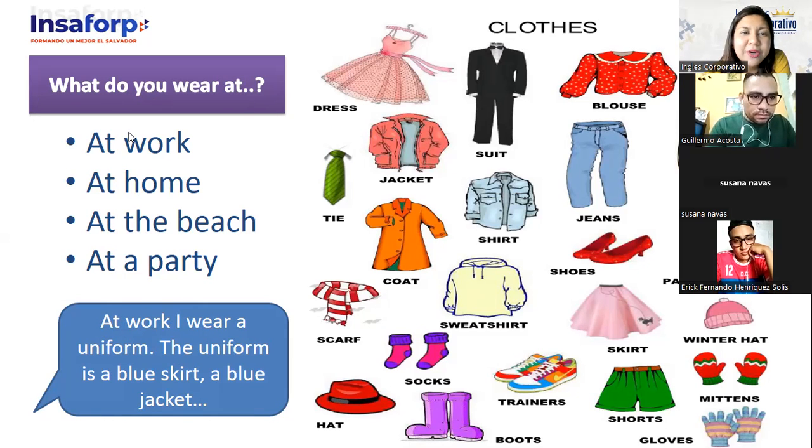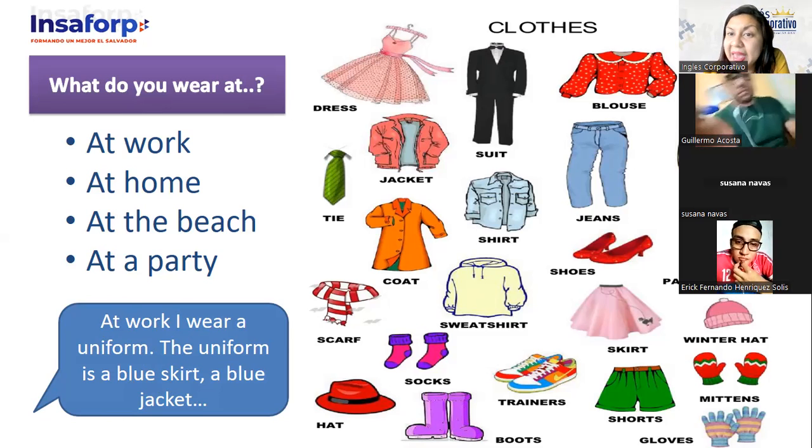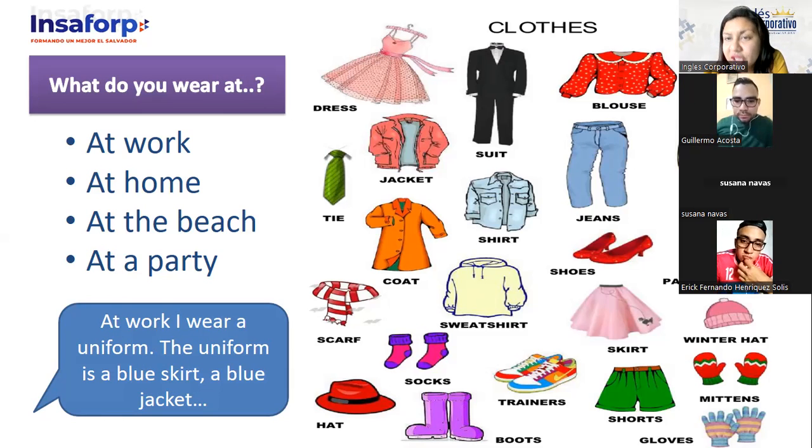What do you wear at work? At work, I wear a uniform. En el trabajo uso un uniforme. The uniform is a blue skirt and a blue jacket. El uniforme es una falda azul y una chaqueta azul. Entonces yo les pregunto a ustedes, what do you wear at work? ¿Qué ropa llevan al trabajo? For example, a doctor wears a white jacket, pants, and shoes, right? And a shirt.